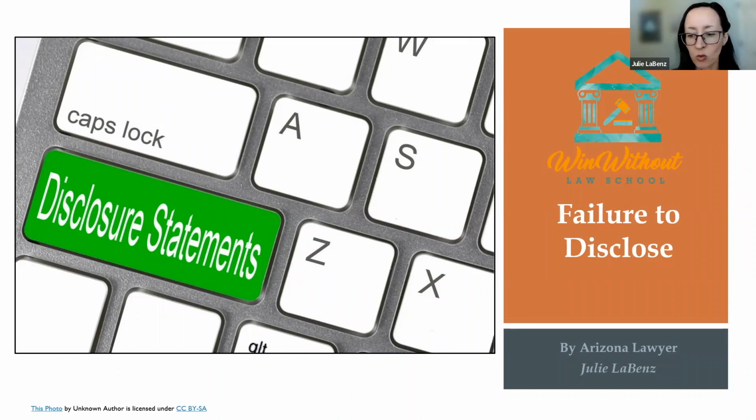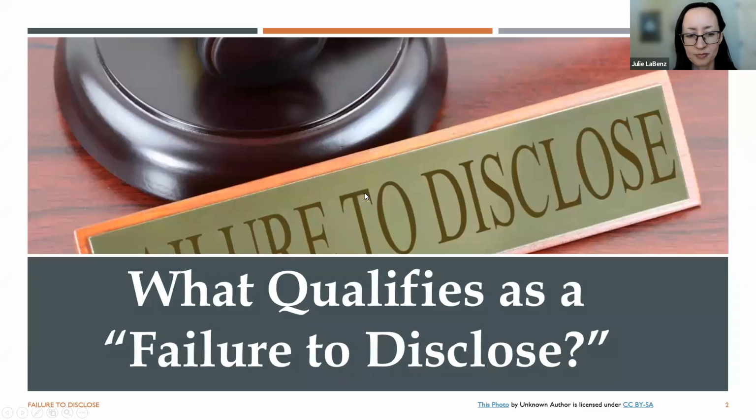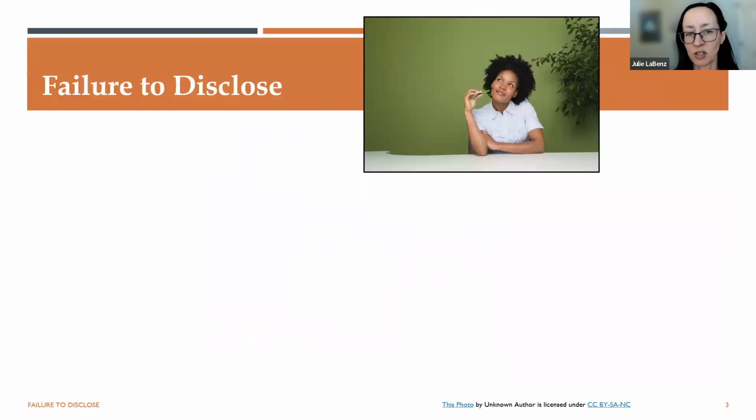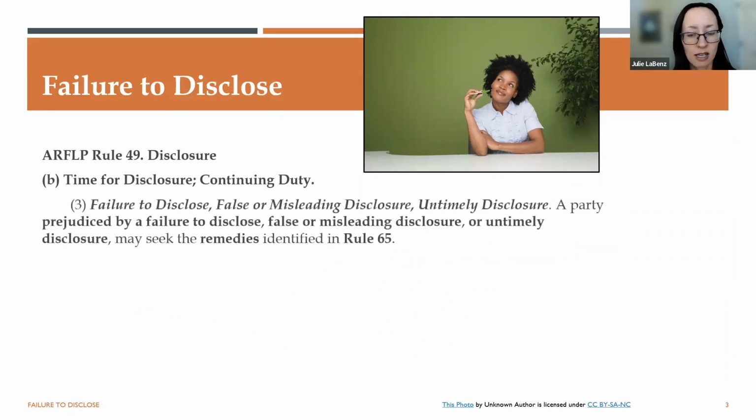On today's video, we are going to talk about what happens when one party fails to disclose evidence. What are the procedures and what are the potential remedies? So let's start with this question of what qualifies as a failure to disclose. This is going to be under Rule 49, and it explains that a party prejudiced by a failure to disclose, false or misleading disclosure, or untimely disclosure may seek remedies in Rule 65.